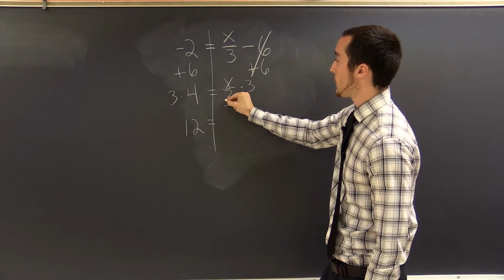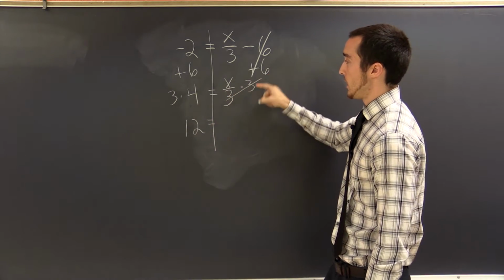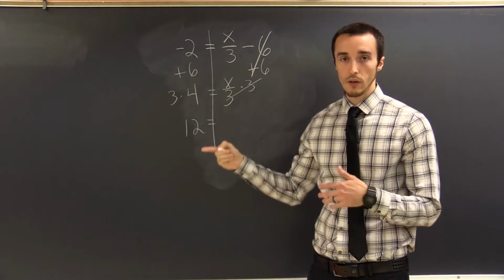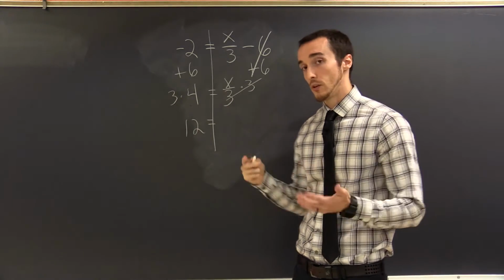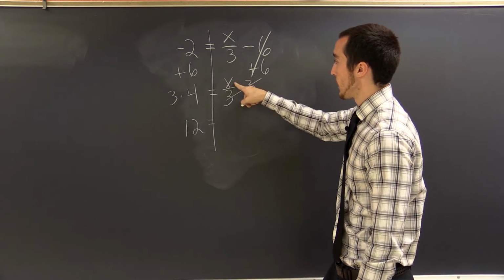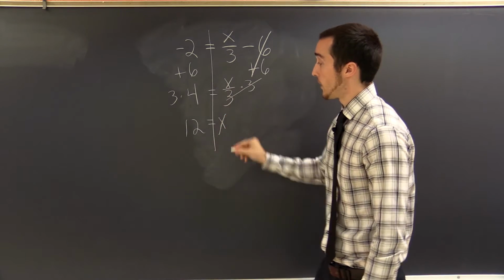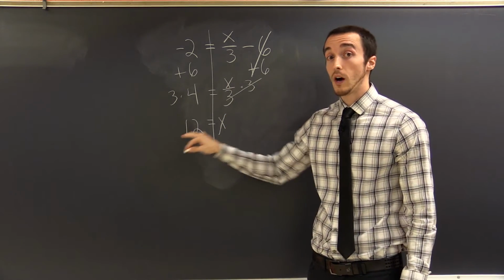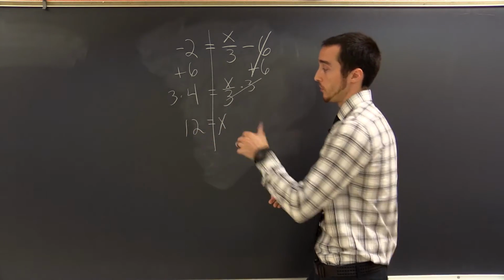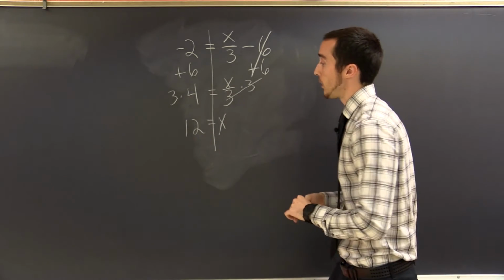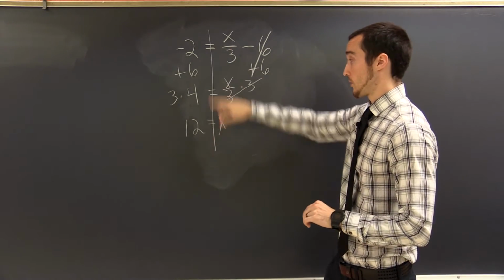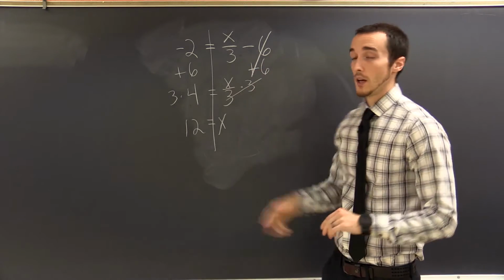And our 3's are actually going to cancel out. Anytime you have a number in the numerator and the denominator, they'll cancel, leaving us with x by itself. And it's totally fine to leave it as 12 equals x. Sometimes you'll see people flip that and say x equals 12. Again, you can double check yourself by substituting this number in, but we're going to go ahead and go to the next problem.